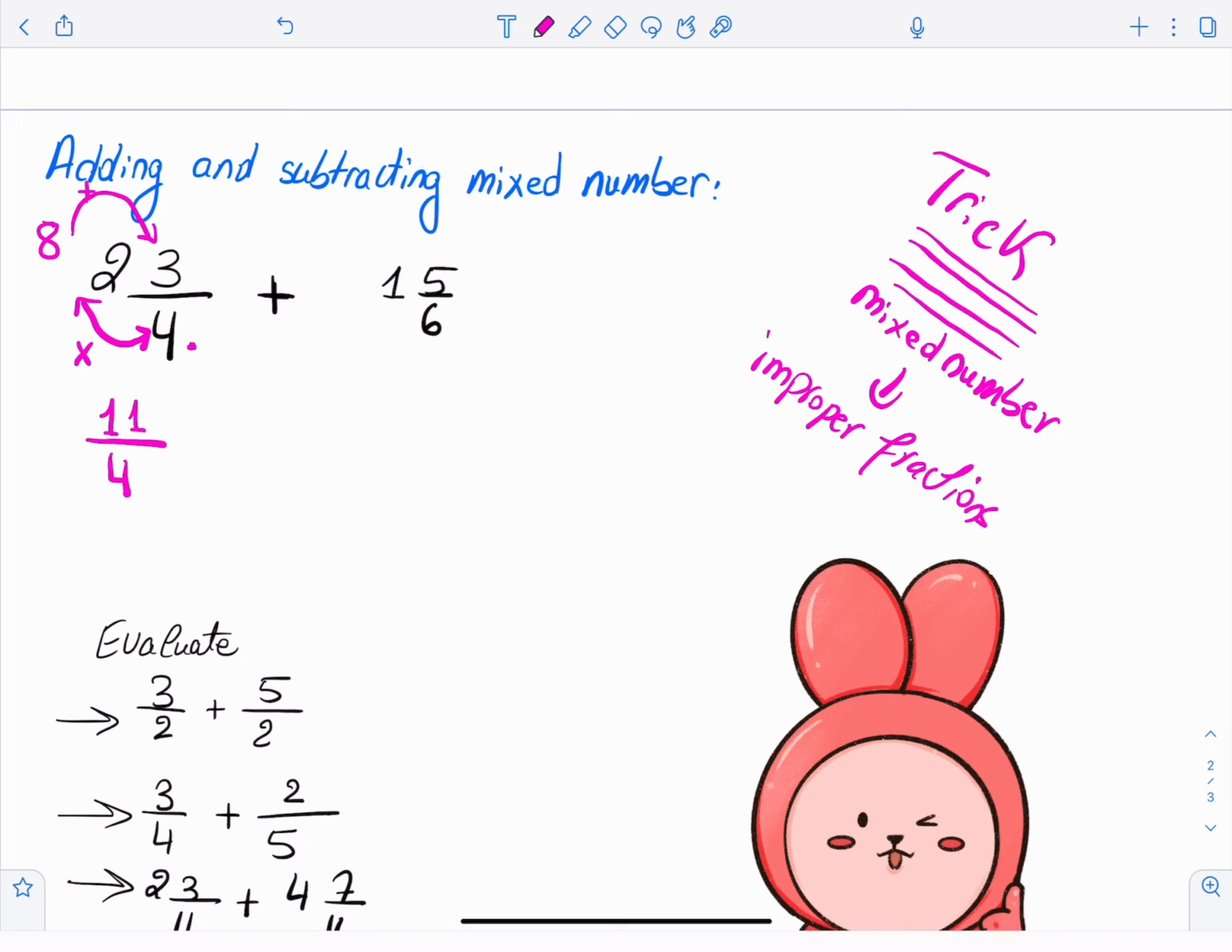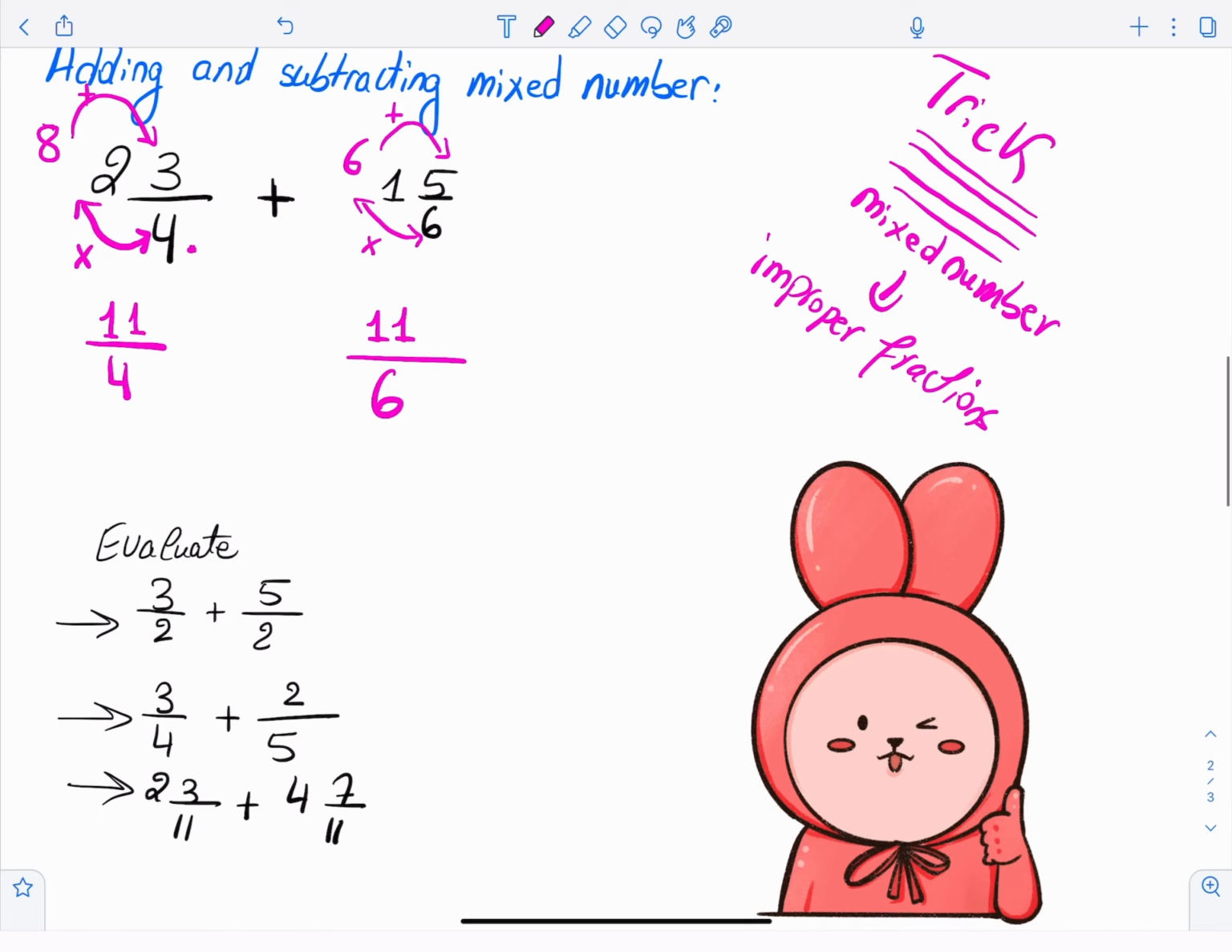Here, how can we do the other one? Okay, we have the denominator 6. We keep the denominator the same, 6. What we need to do here, we multiply 6 times 1, 6, and then we add 6 plus 5, 11. You see how easy it is? Now we have 2 improper fractions.